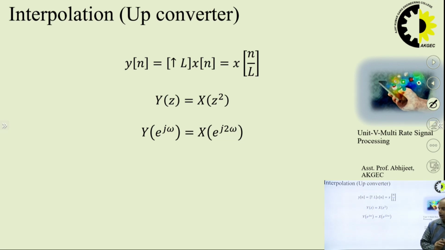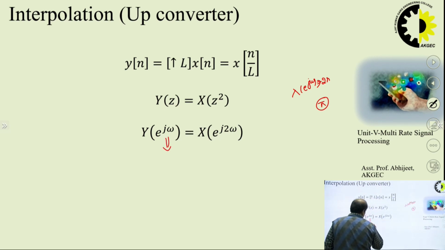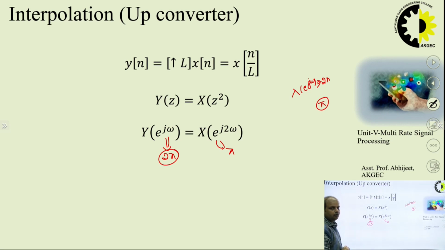Now understand this also. If the period of capital X of omega is 2 pi, then for 2 omega this period will become pi. So it will contract, not expand. In this case of up conversion, the frequency response will contract. It is possible to only draw the compressed version, but actually this has to be periodic in 2 pi. This is periodic in pi, but it has to be periodic in 2 pi. That has to be considered while plotting the spectrum of the signal.